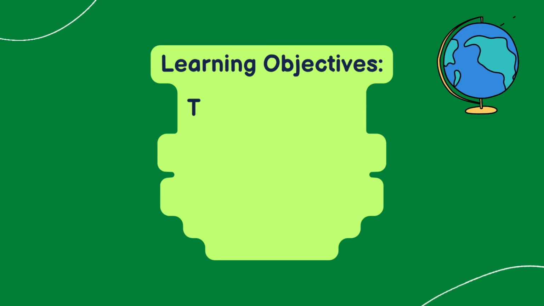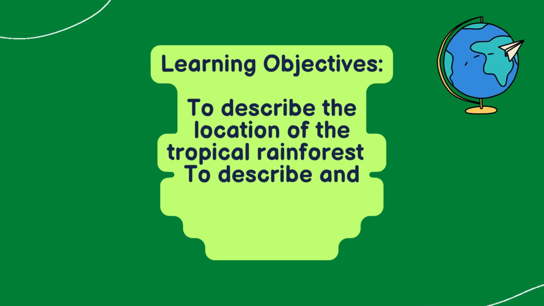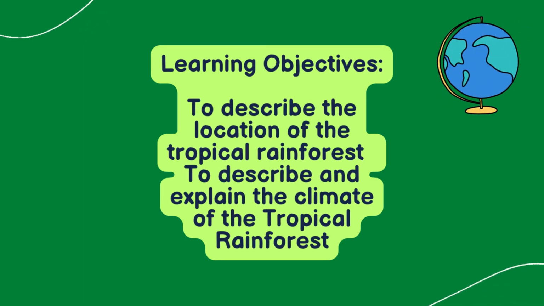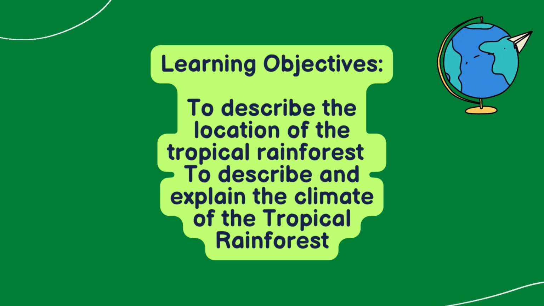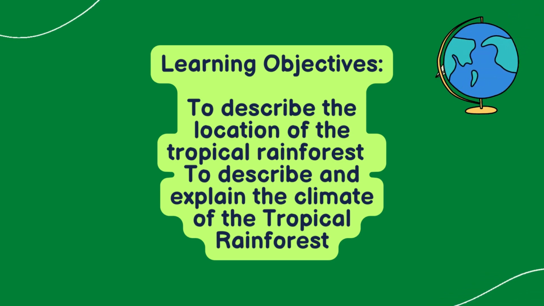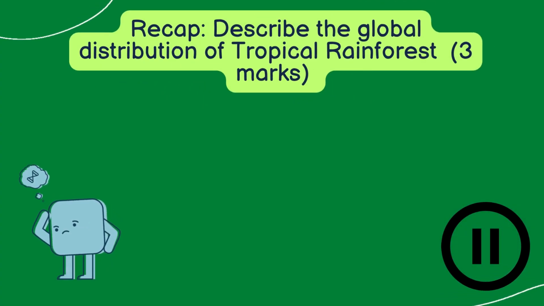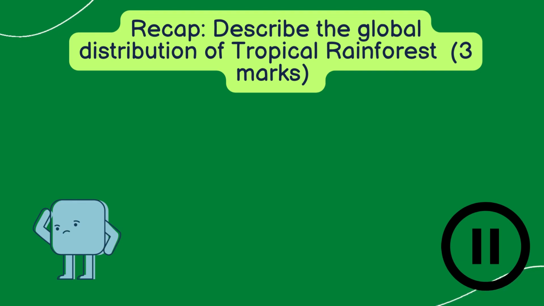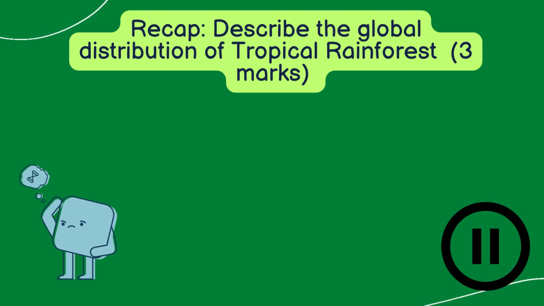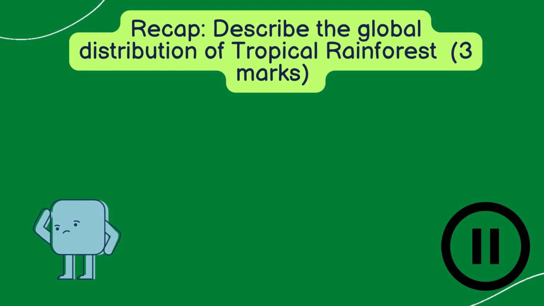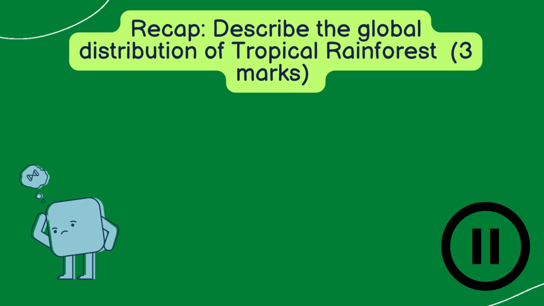So today's learning objective is to be able to describe the location of the tropical rainforest and to describe and explain the climate of the tropical rainforest. So let's get started. And 4. Before we do anything, I want you to pause the video and answer the question. Describe the global distribution of tropical rainforests. 3 marks. When you're ready to check your answer, continue the video.